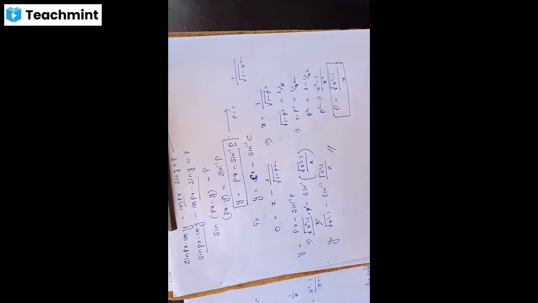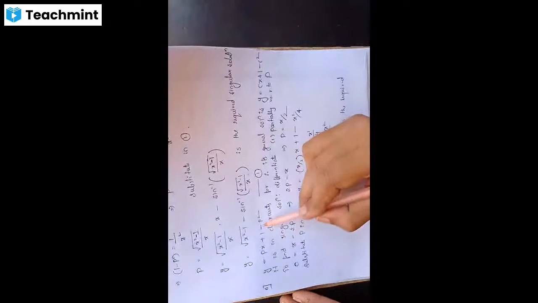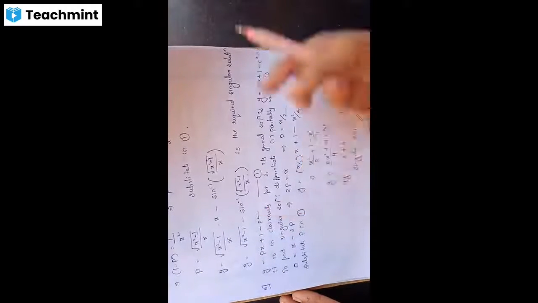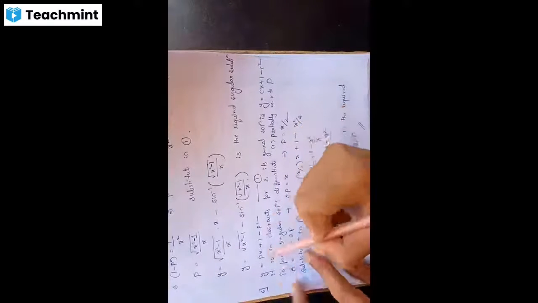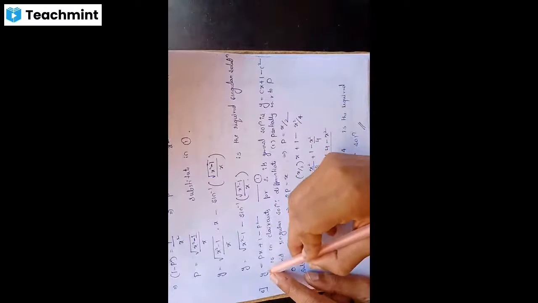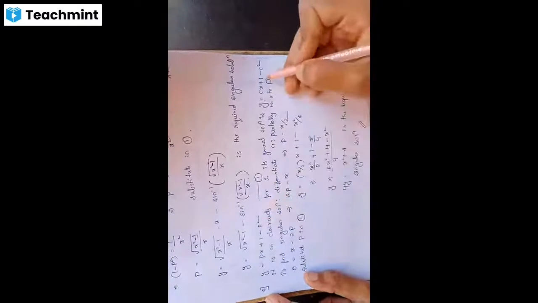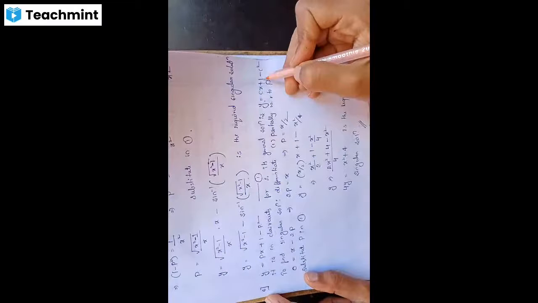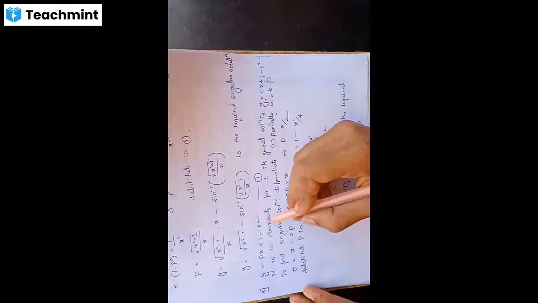Okay. So see the next example. y equals px plus root of 1 minus p square. So it's a Clairaut's equation. To find the general solution, we have to substitute p equals c. So y equals cx plus root of 1 minus c square. To find the singular solution, we have to differentiate partially with respect to p.